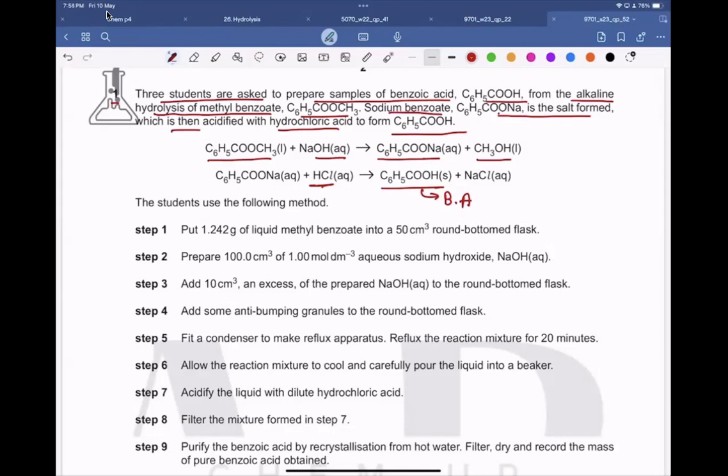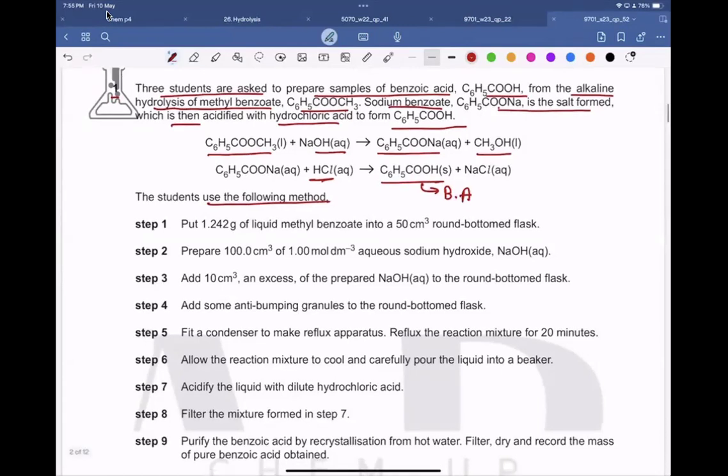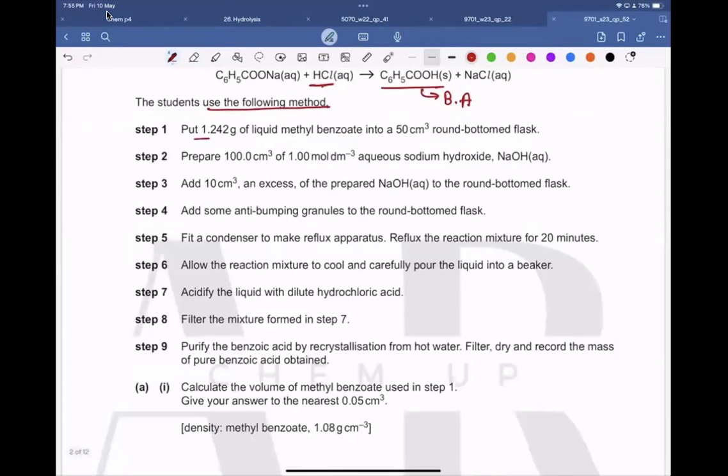Okay, the student uses the following method. You have to follow the method. You have to keep the steps of the method in mind. And if you forget anything, whenever there is a question, go through the method again, because mostly the answer is in the method. Step 1, put 1.242 gram of liquid methyl benzoate into a 50 cm³ round bottom flask. Prepare 100 cm³ of 1 mol per dm³ aqueous sodium hydroxide.